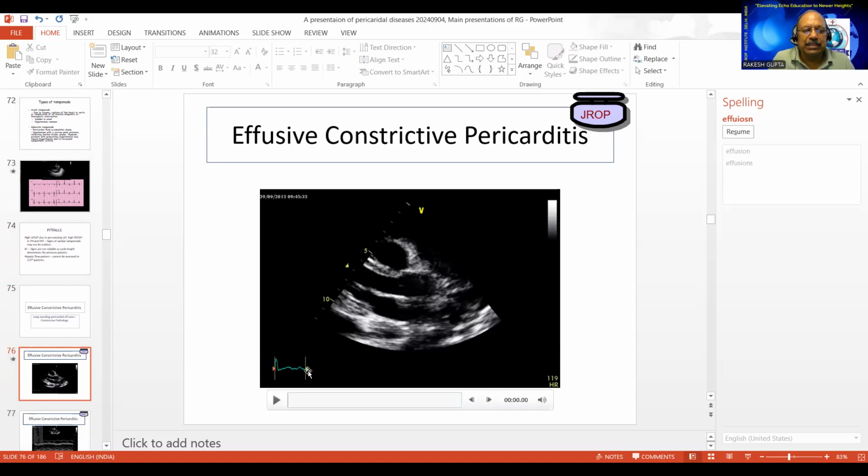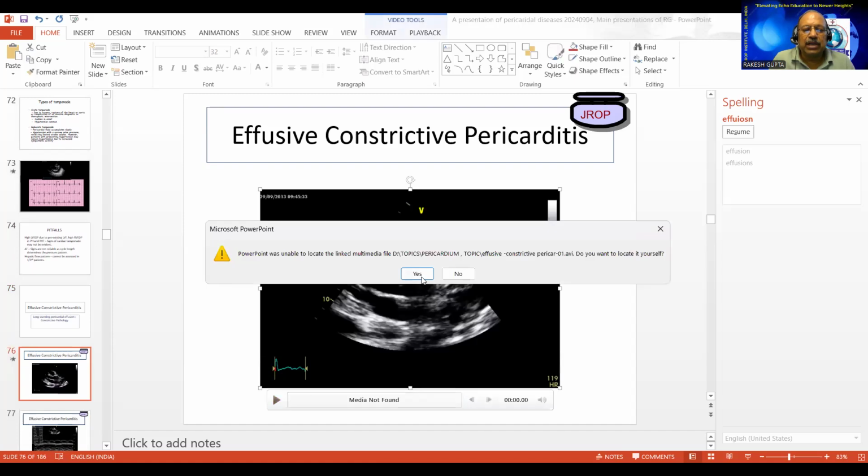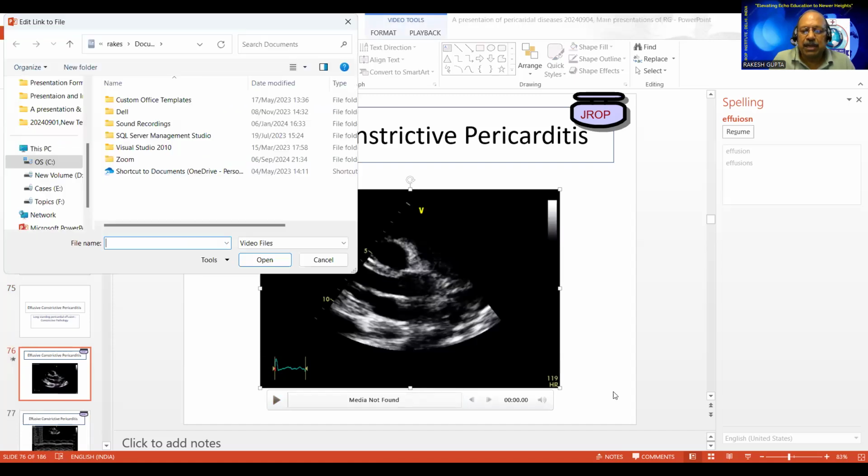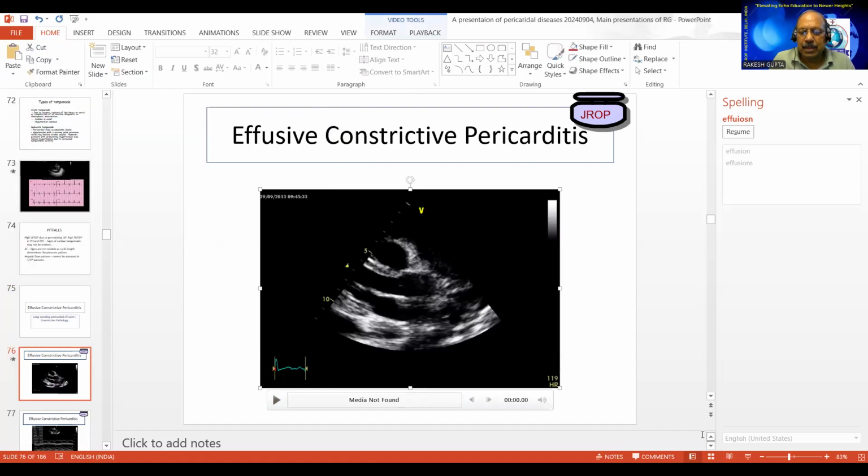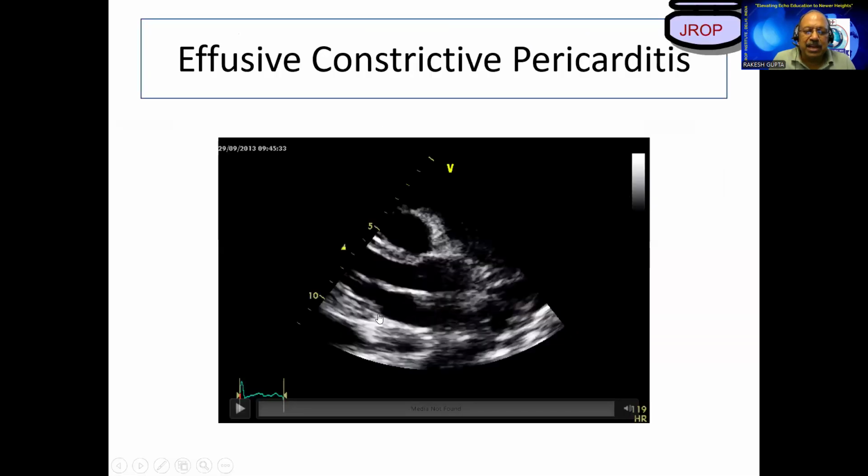So how do we look at this subset of population? We look at them by looking at the picture where we have thickened pericardium along with pericardial effusion. And that's what I explained to you.